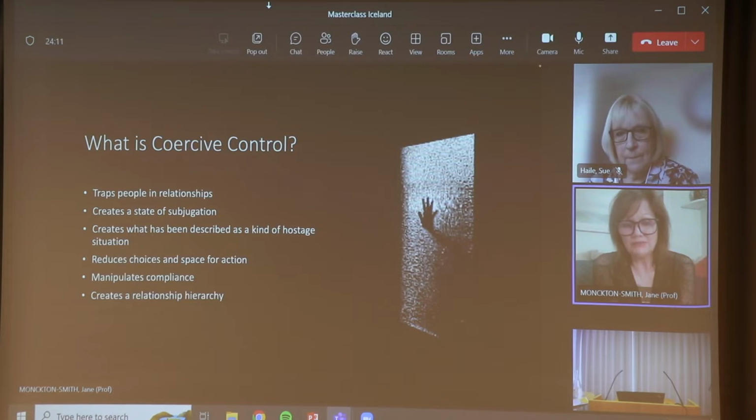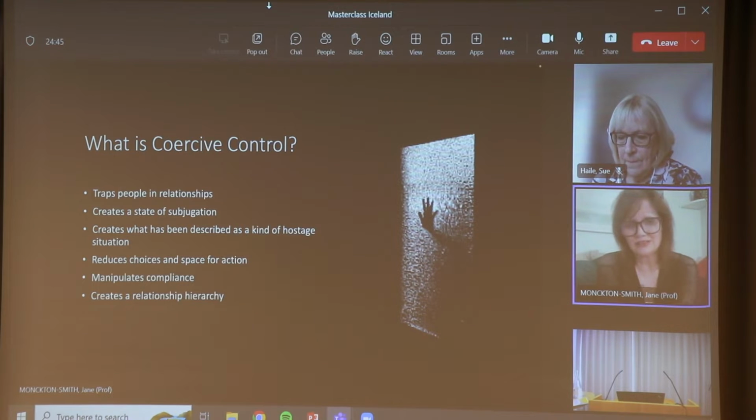Coercive control manipulates compliance in the victim, so they're not necessarily constantly fighting. They will become compliant with the demands of the perpetrator. And it does also tend to create a relationship hierarchy. So within the relationship, the controlling person sits at the top. They are superior and they have their demands met before anybody else in that relationship, which kind of includes the victim and any children as well.